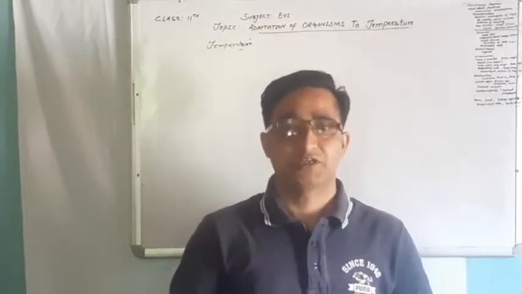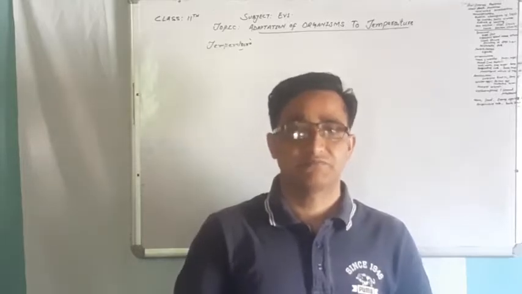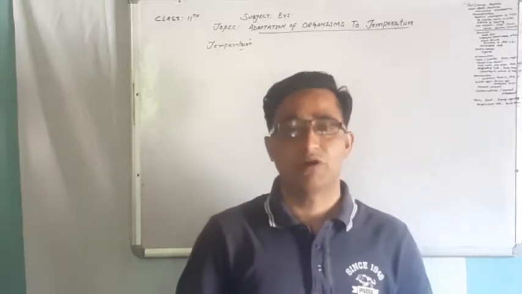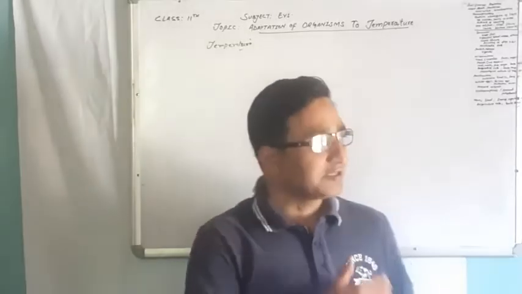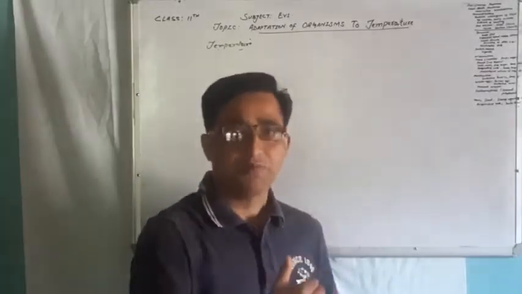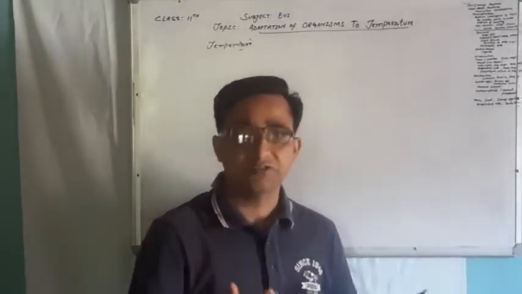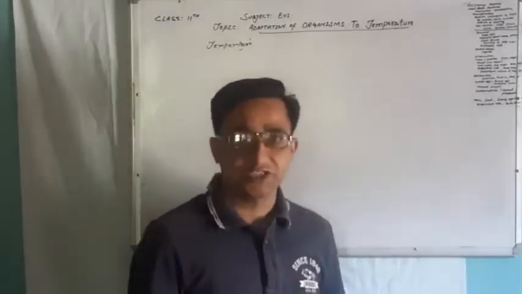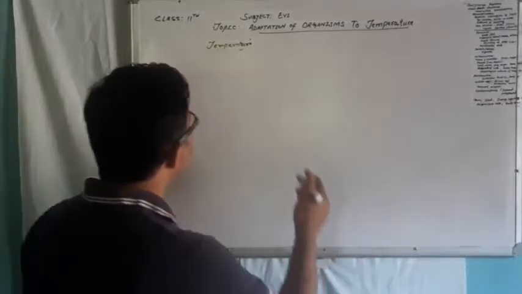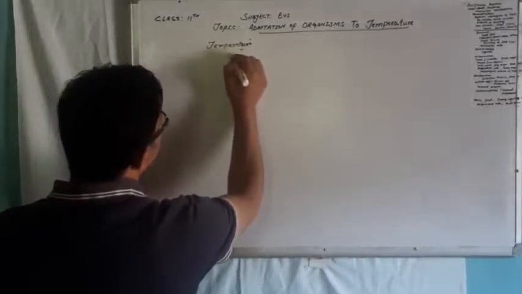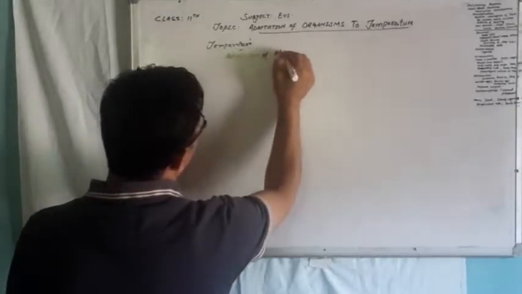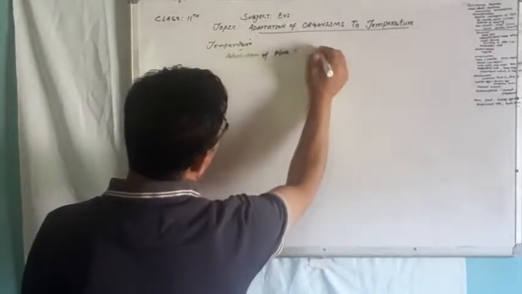And this temperature has a significant effect upon the activities as well as the growth of the organisms. Let us see how these organisms show the adaptations, the adjustments, towards these temperature variations, towards temperature fluctuations. First, we will see the adaptation of plants. Adaptation of plants to temperature variations.